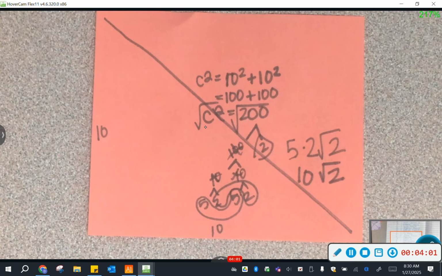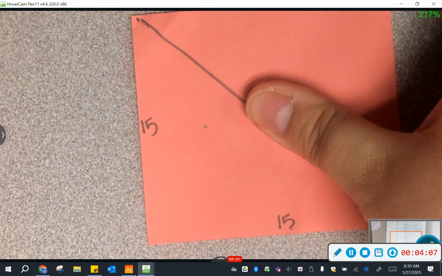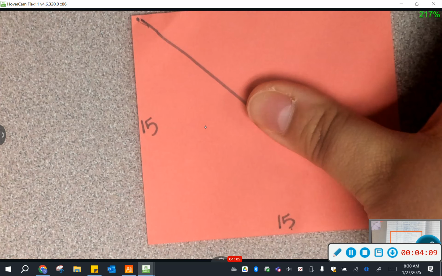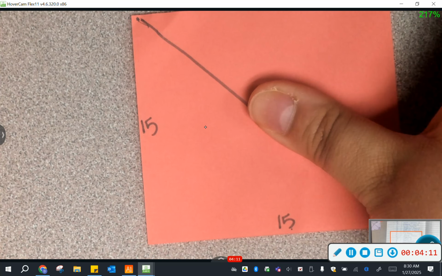Everybody look up. What if I did the same thing with 15? Could anybody give me an answer without me doing all of that work? Anybody want to guess what the diagonal is if I have 15 and 15?